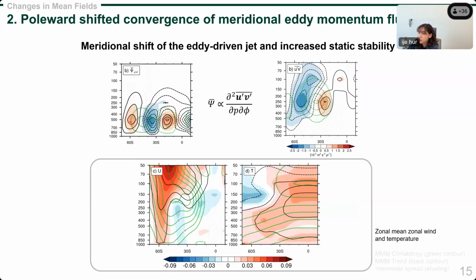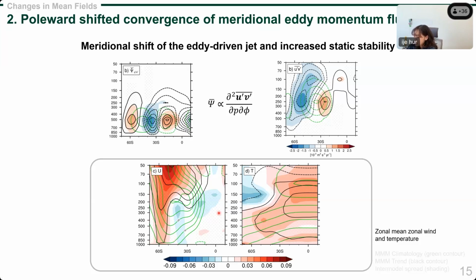In the case of the meridional eddy momentum flux, it shows more forward shifted convergence, especially in the overexpanded models. So the forward converged eddy momentum flux is linked with the jet field. As we expected, a more forward shifted eddy-driven jet could be found in here.